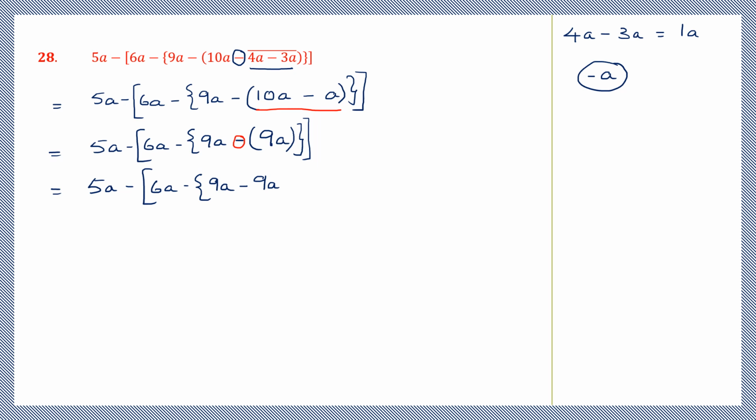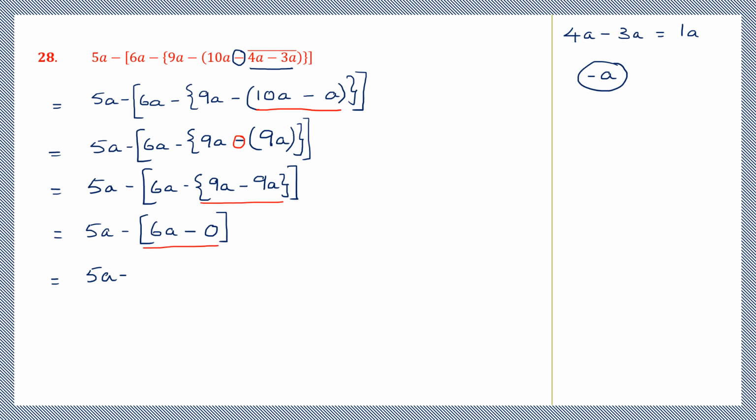So we have removed the common brackets. We're putting back the curly brackets and the square bracket. So now we have to remove the curly brackets. So let's start. 5a minus square bracket 6a minus, now 9a minus 9a is 0. So that's 0 there, and we put back the square bracket. So we've removed the curly brackets. 5a. Now we're going to remove the square brackets. This is the last one left here. So we're going to remove this.